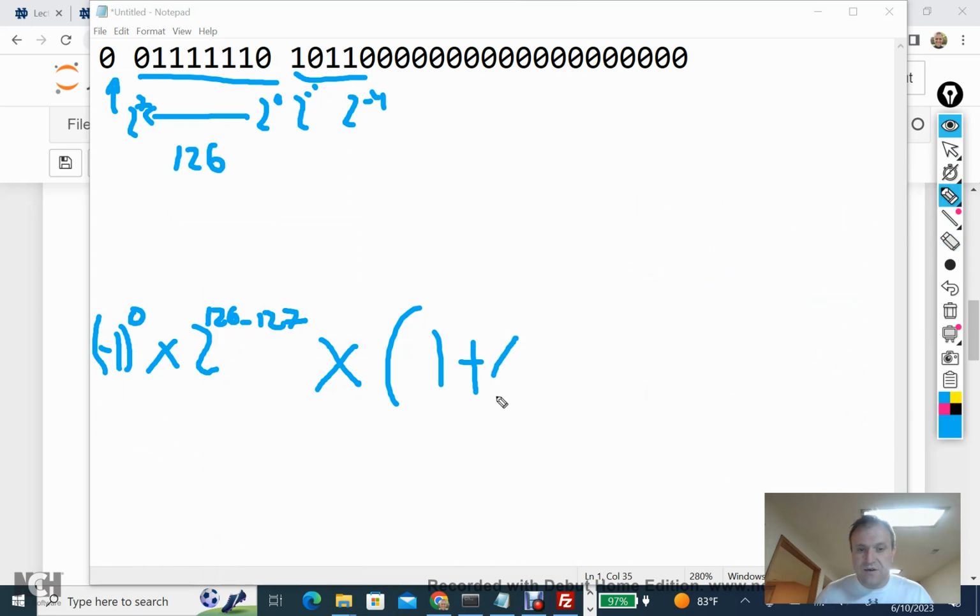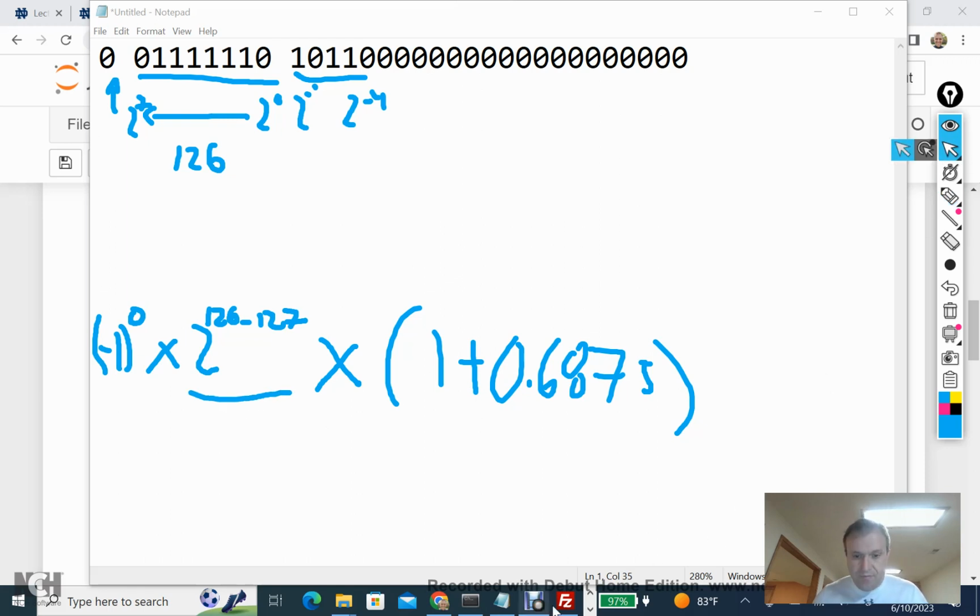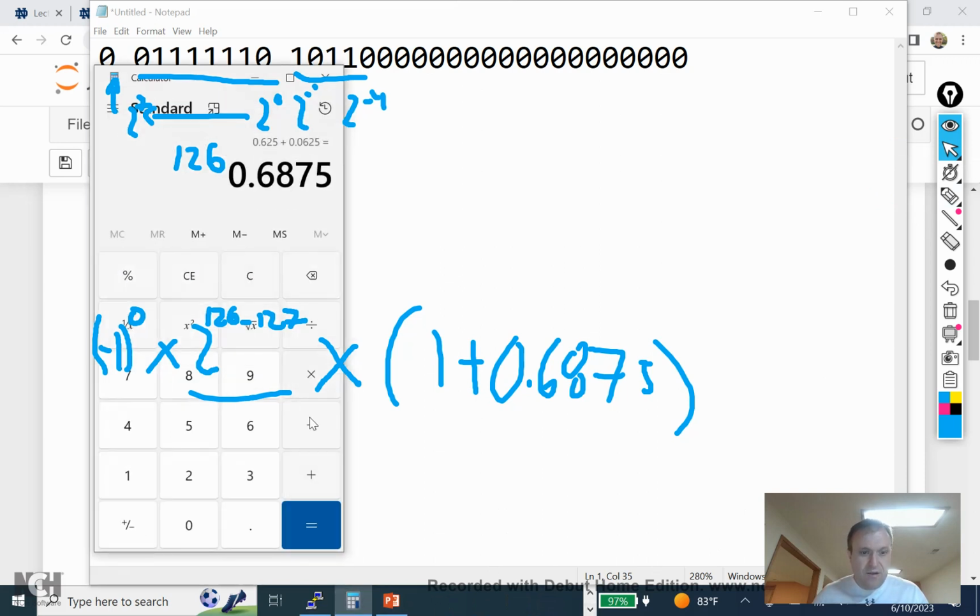So if we get rid of all this and then put it here, we're going to see that this is 0.6875. So really what this is, is 1.6875 divided by 2. We plug that into our calculator. We'll say plus 1, and then divide by 2, and that comes out to 0.84375. So that is going to be the decimal representation of this number in IEEE 754 single precision format.